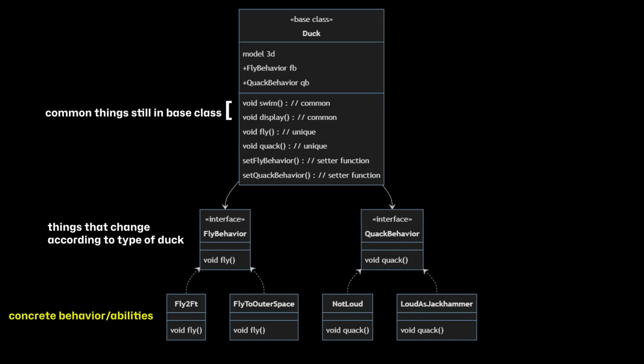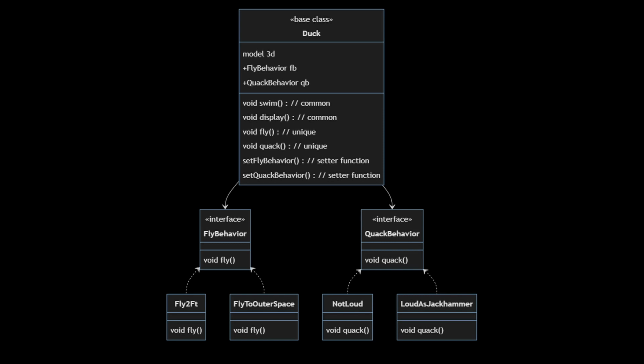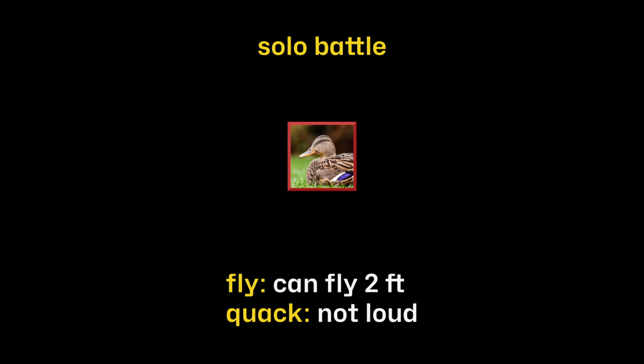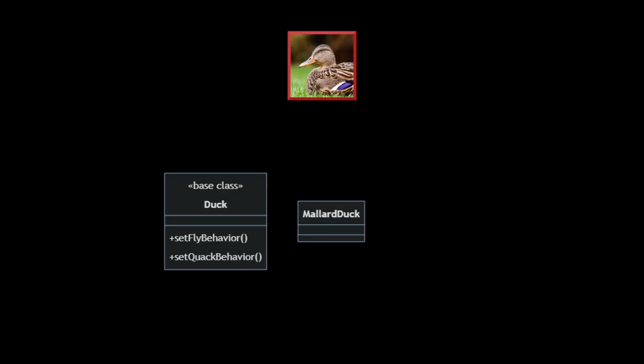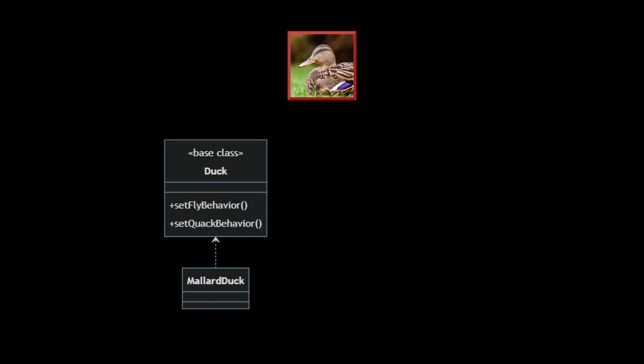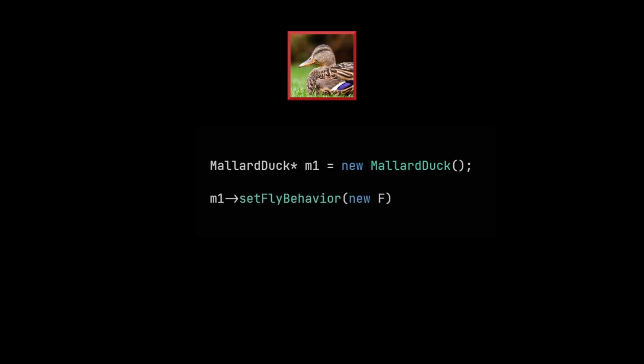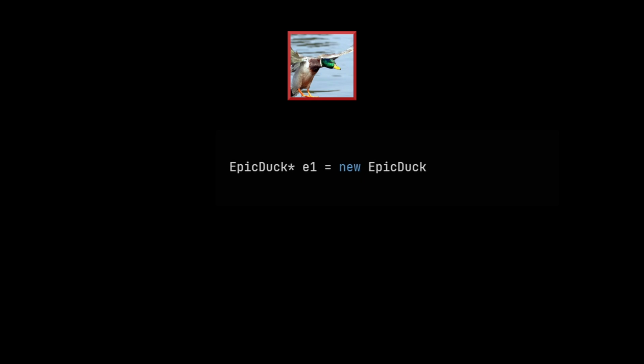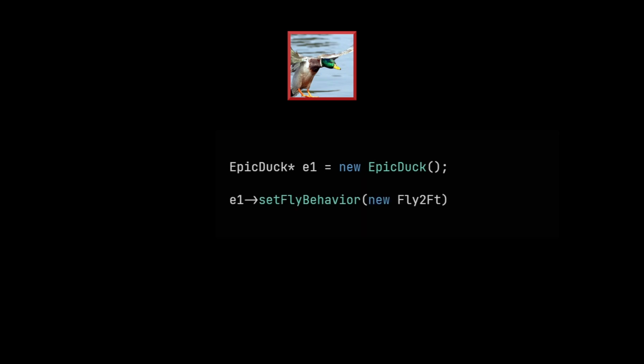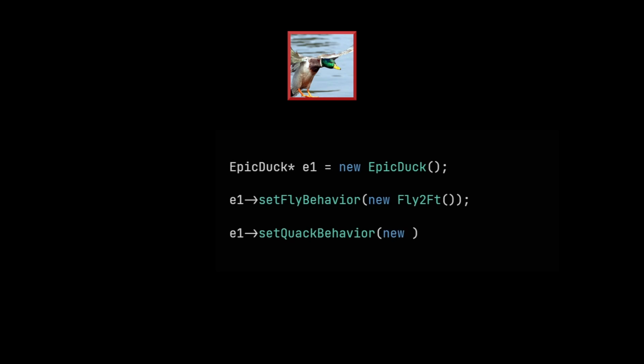Let's run through some examples to understand how this code works. The first duck has a flying behavior of fly up to 2 feet and a quacking behavior of not loud. First, we derive a class from the base class duck. Second, we create unique abilities by implementing the fly behavior and quack behavior interfaces. And then we set these abilities to our duck using the setter functions. Similarly, for the next duck, if we have a new ability, we can implement that and then set it to our derived duck class. And in the same way, we can create the rest of the ducks.